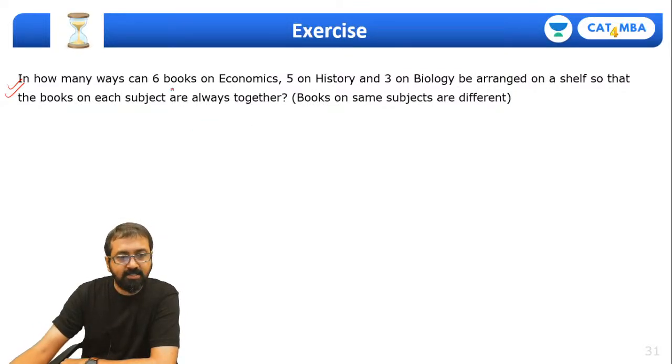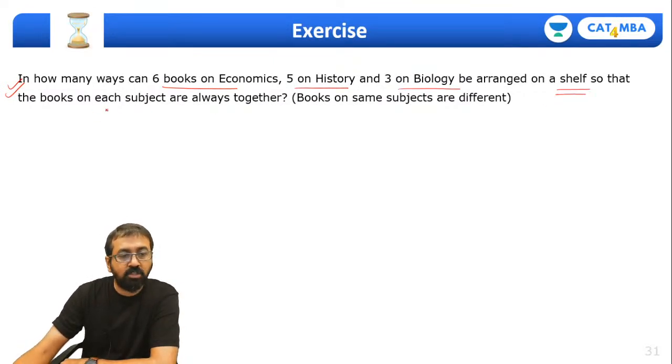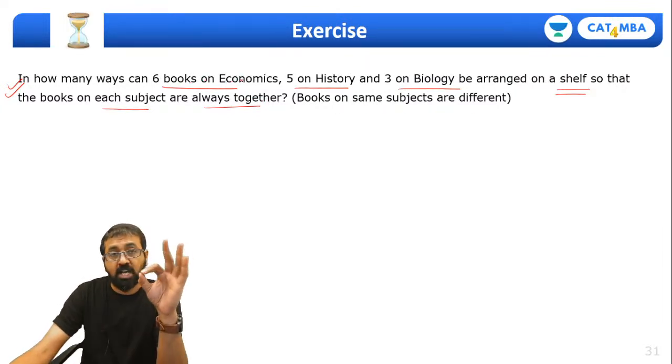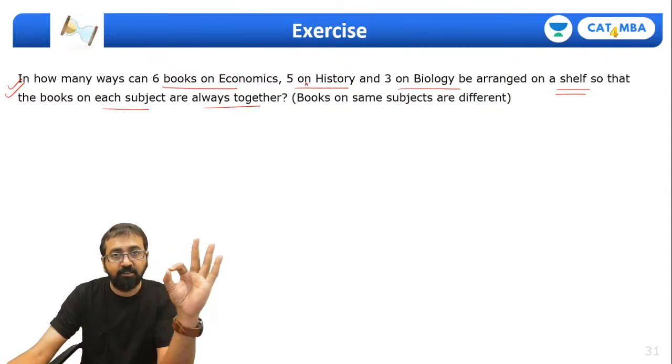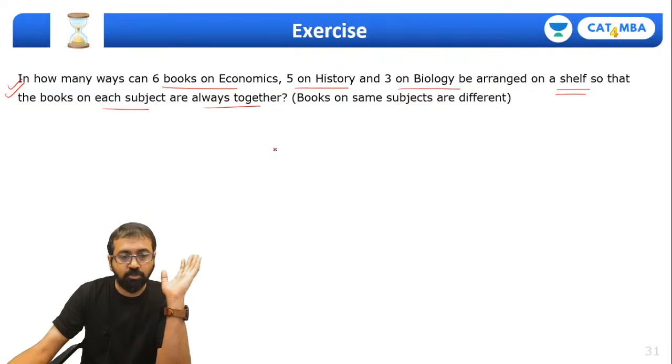So there are 6 books on economics, 5 on history and 3 on biology to be arranged on a shelf, so that books on each subject are always together. And one more thing, books on the same subjects are different. So these 6 economic books are from 6 different authors, 5 history books are from 5 different authors, and same way these 3 biology books are also different. So here is that shelf.